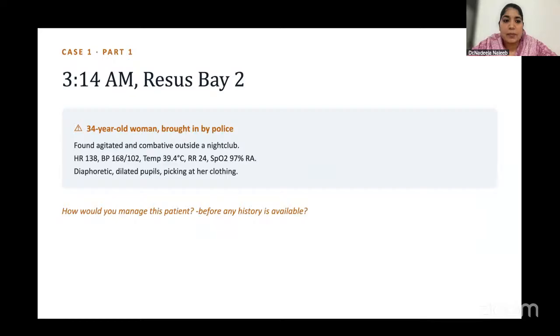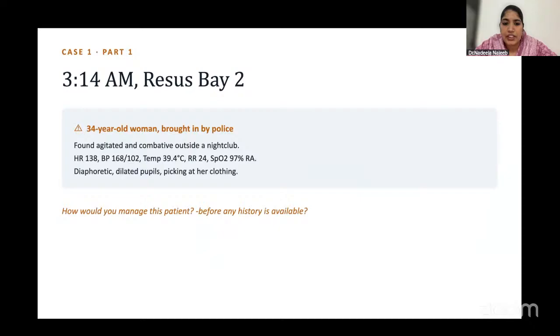Let's start with a case. During a night shift, a 34-year-old woman has been brought in by the police. She was found agitated and combative outside a nightclub. Her heart rate was 138, BP was 168 over 100, temperature was 39.4, respiratory rate was 24. She was saturating at 97% on room air. She was diaphoretic, with dilated pupils, and was picking at her clothing.